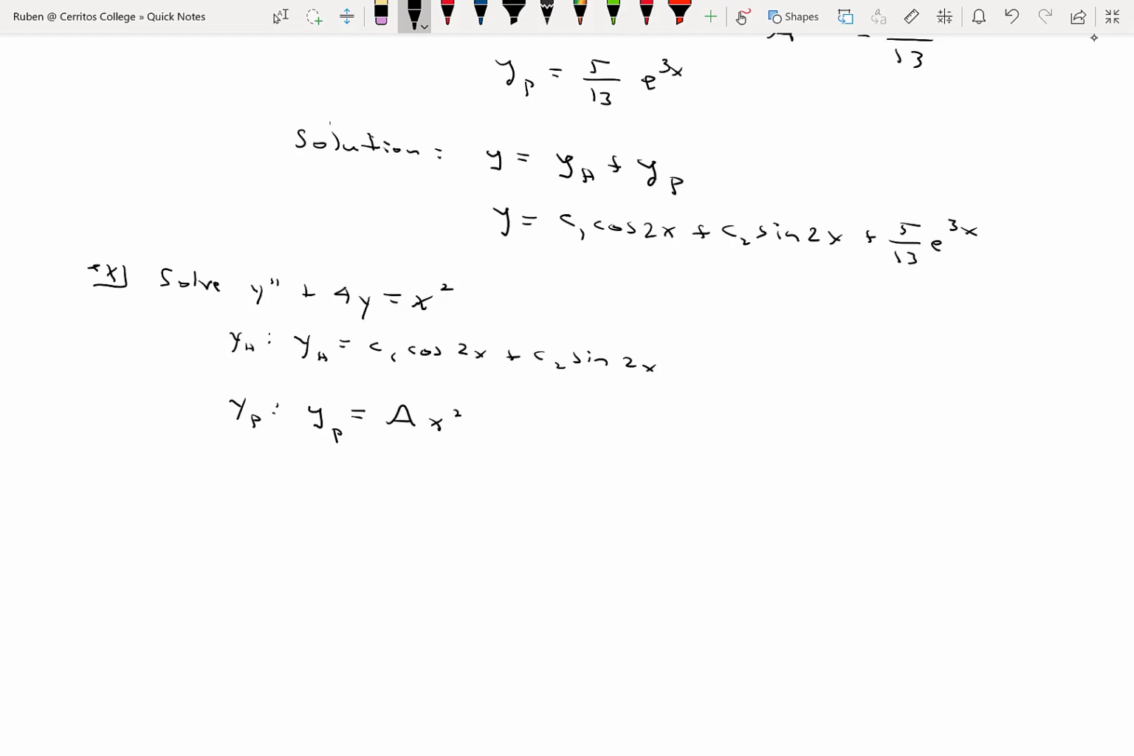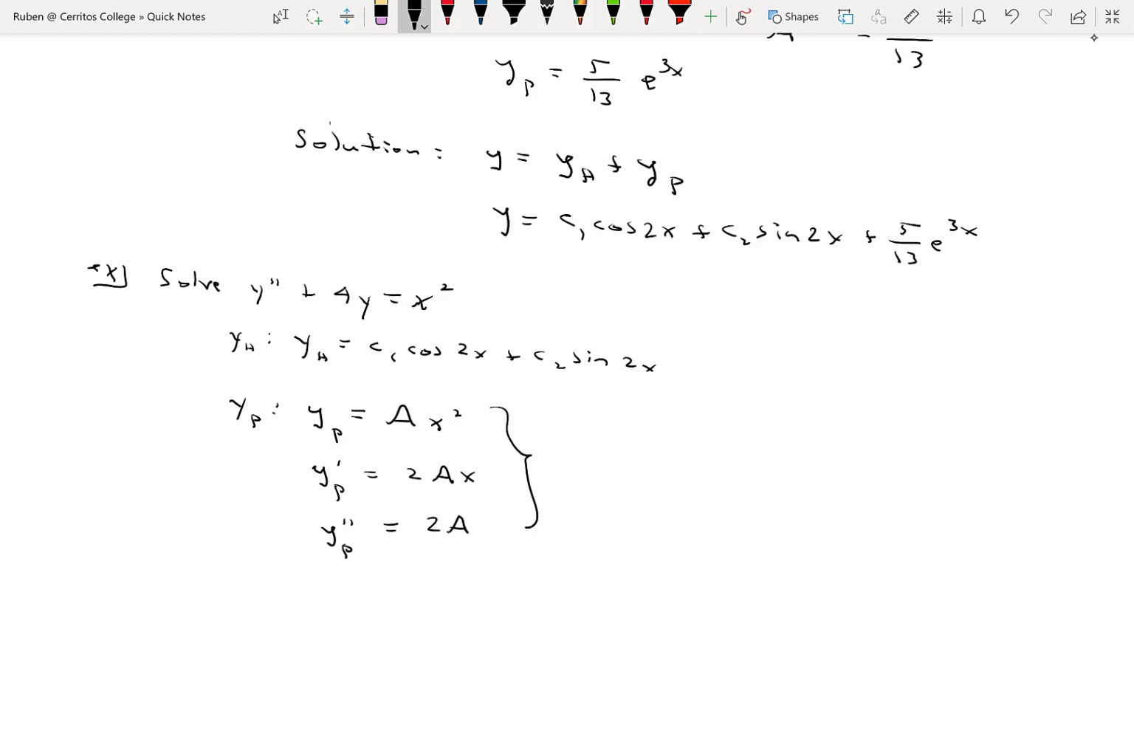Okay, and you can kind of see that there might be a little something amiss here since I'm saying this is a first attempt. Well, let's see what happens. If I assume that y sub p has the form a x squared, and then I differentiate to substitute into our differential equation, I'm going to differentiate a couple of times. The derivative of a x squared is 2ax. The derivative of 2ax is 2a.